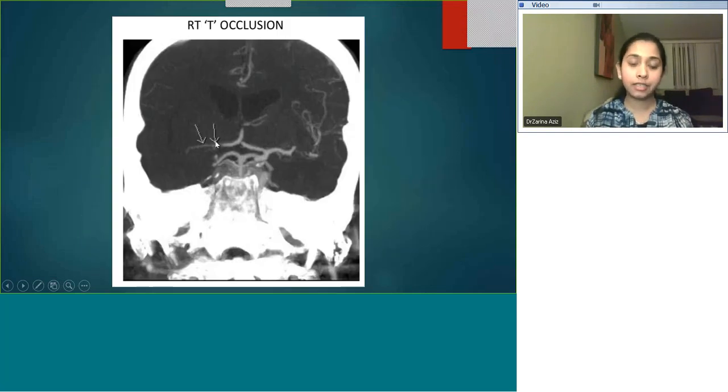What do we see next? We do the CT angiogram. This is the coronal MIP image showing acute occlusion of the terminal ICA, proximal A1 and M1. We call it a T occlusion because the T-shaped vessel is occluded here.